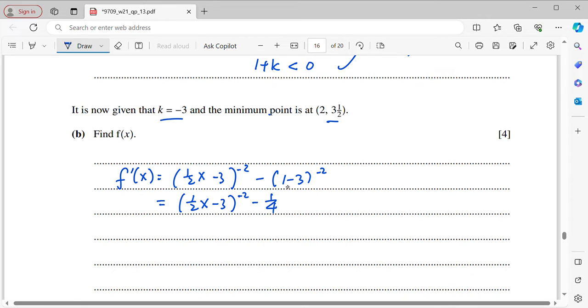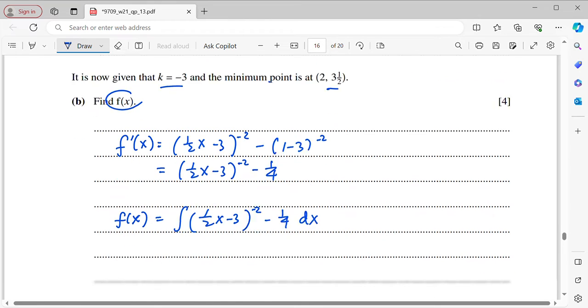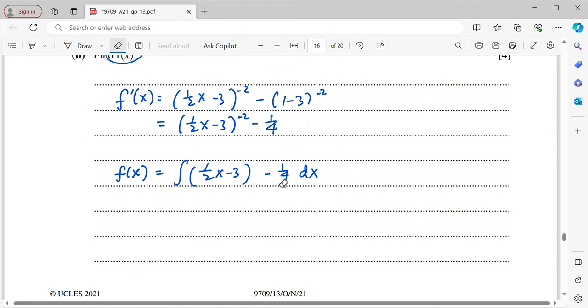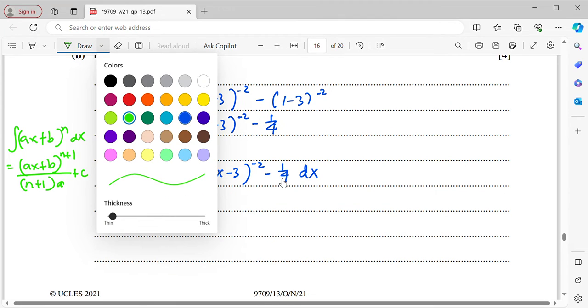Okay, so with this, to get the fx, we need to integrate. So fx is the integration of half x minus 3 to the power of negative 2, then minus 1 over 4 dx. So then, when we integrate, we plus 1 to the degree. So I'm using this formula, ax plus b to the power of n dx is going to be ax plus b to the power of n plus 1 over the new degree, and differential ax plus b is a together with the plus c.